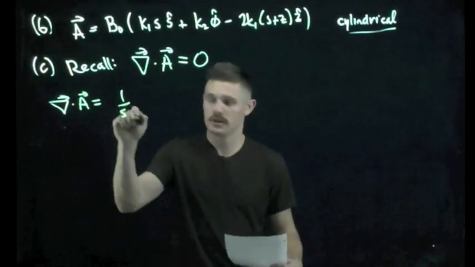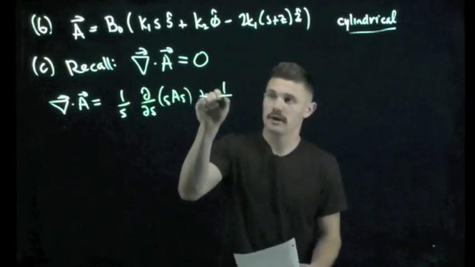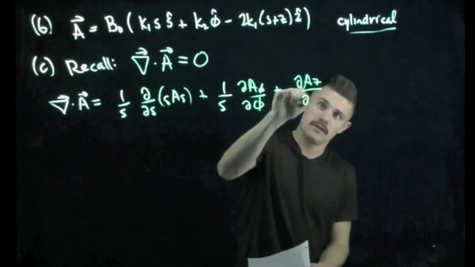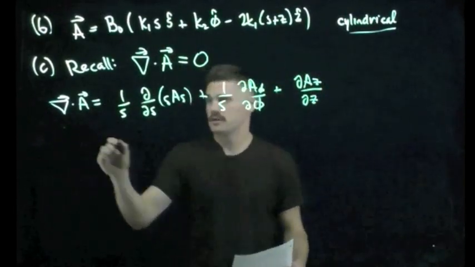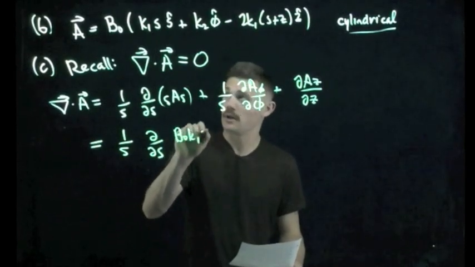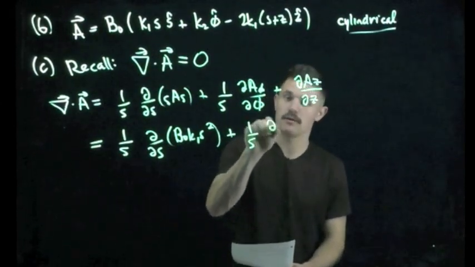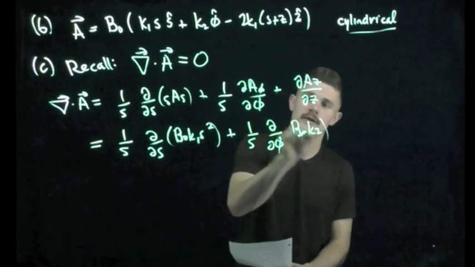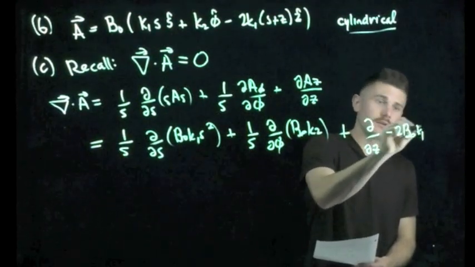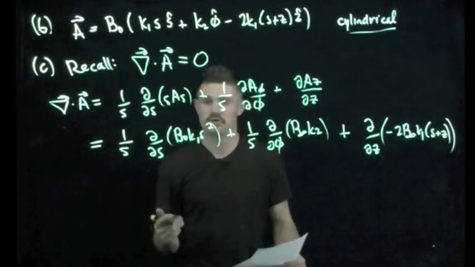sheet we have the general formula in cylindrical coordinates, 1 over S d by ds of S A_S, plus 1 over S d A phi by d phi, plus d A z by dz, and we have our general form of the vector potential, and we want to simply take this divergence, so we have 1 over S d by ds of B naught K1 S squared, because we have an extra S factor in the derivative, plus 1 over S d by d phi of B naught times K2, and finally plus d by dz of negative 2 B naught K1 S plus Z, where again each of the A_S, A phi, and A_Z terms come from the vector potential given in the question.